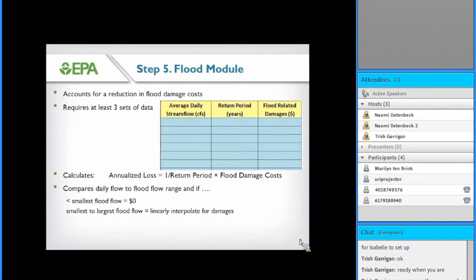If it is somewhere between the smallest and largest flood flow you provide, then the amount of damage related to that flow is linearly interpolated between the 2 values. Finally, if the daily flow is larger than the largest flood flow that you provide, it'll max out at the largest flood damage you provide. So it's not going to extrapolate.